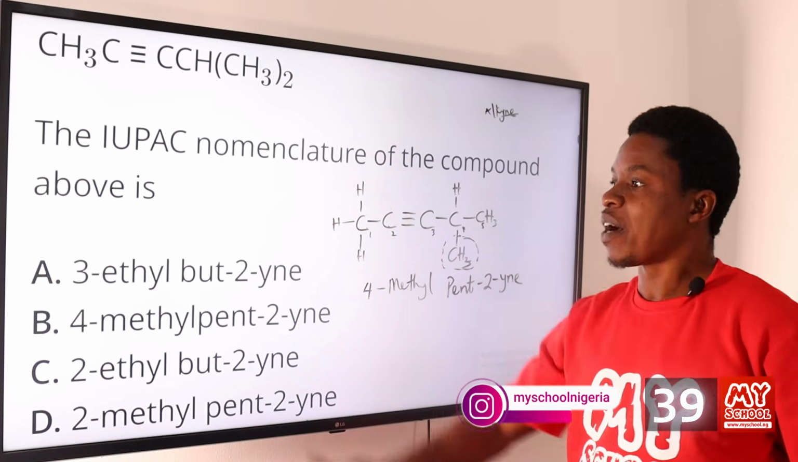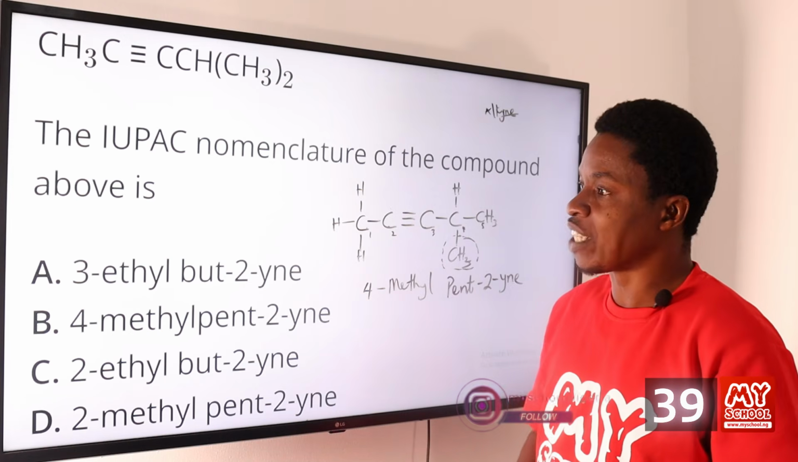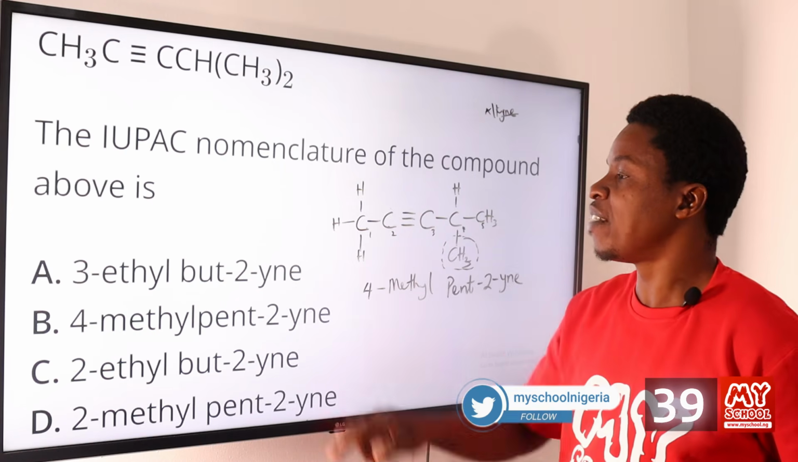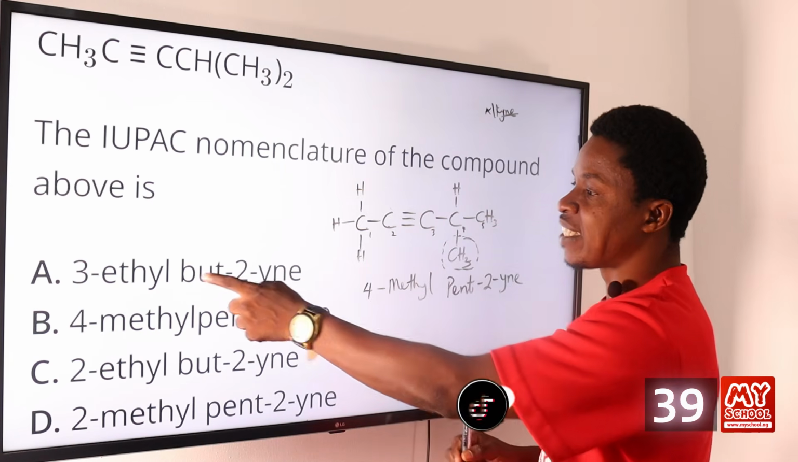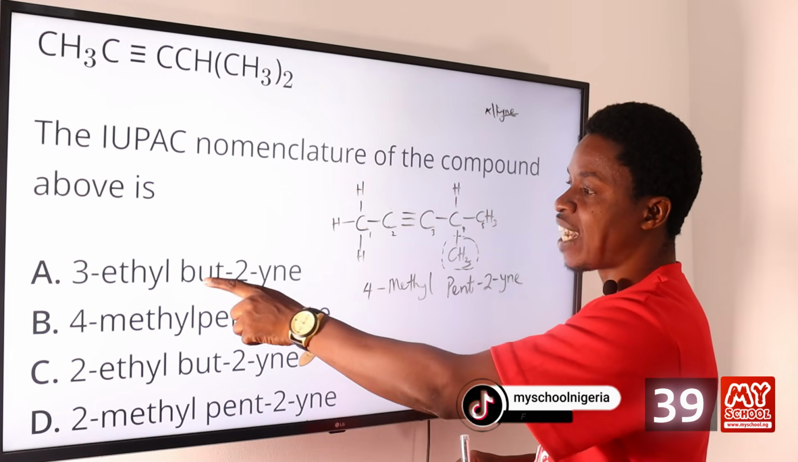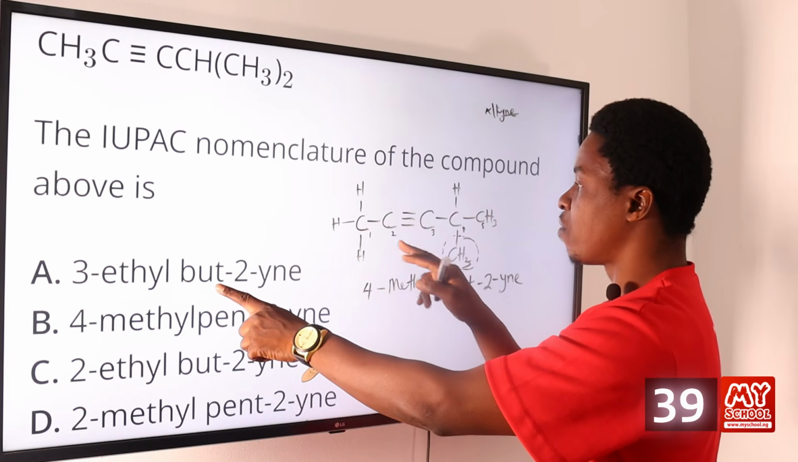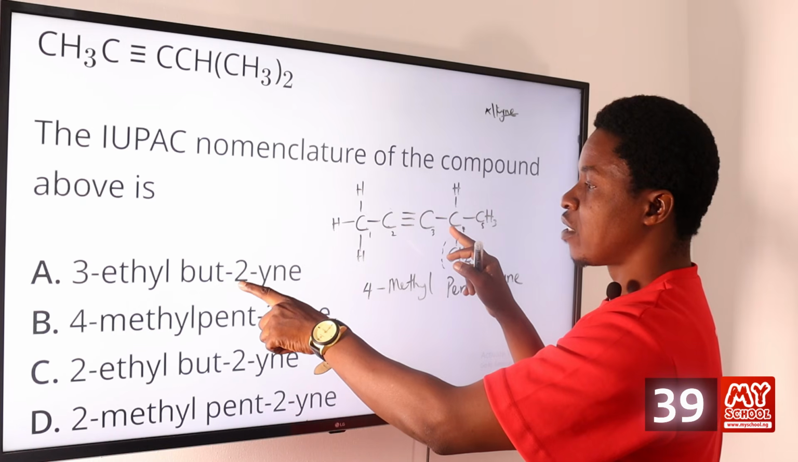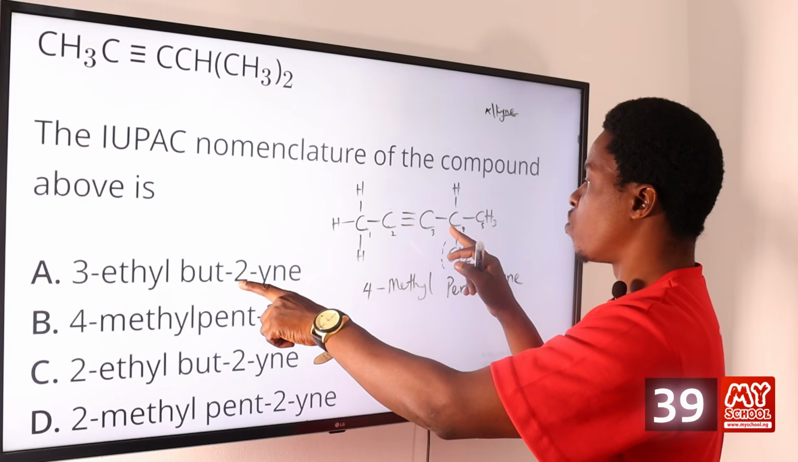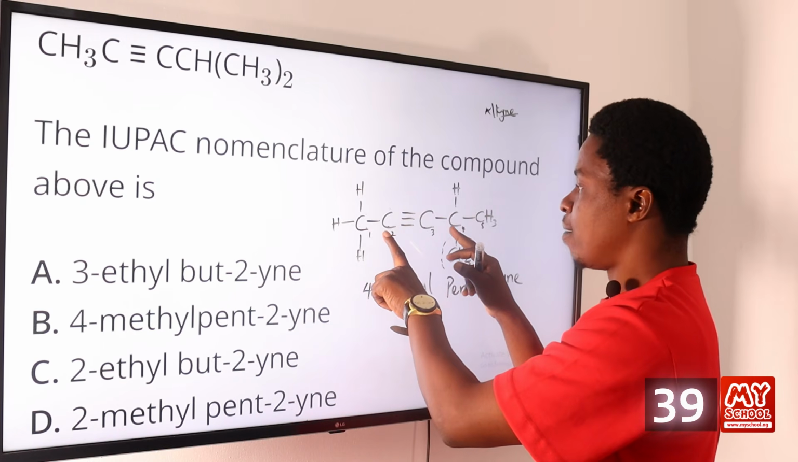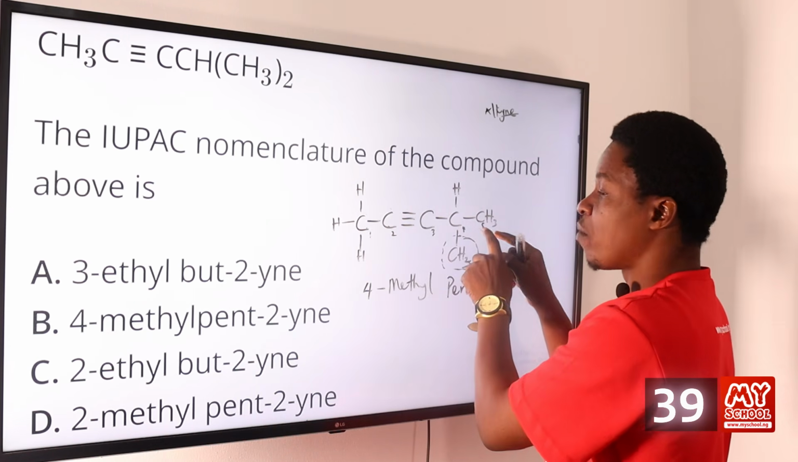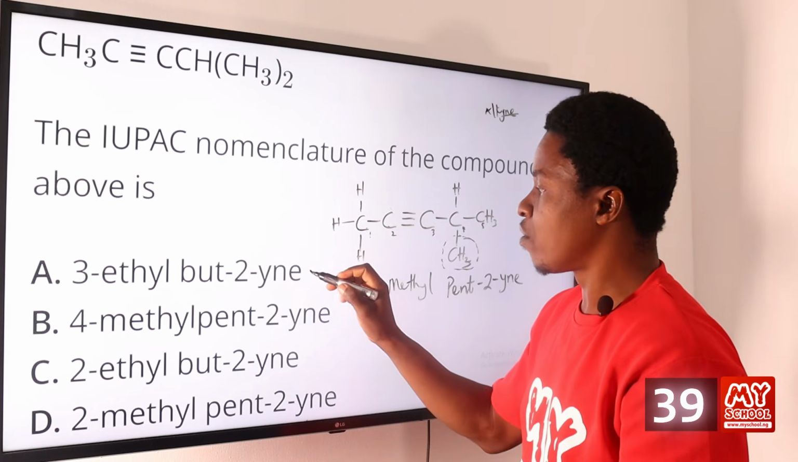So which means that we have 4-methylpent-2-yne. If you look at option A, it says 3-ethylbut-2-yne. If you say but-2-yne, you are saying that the parent name is actually but, which means we have 4 carbon atoms: 1, 2, 3, 4, and then the triple bond on carbon 2, which is here. But but means we have 4 carbon atoms, and we have 5 carbon atoms here. So option A is wrong.